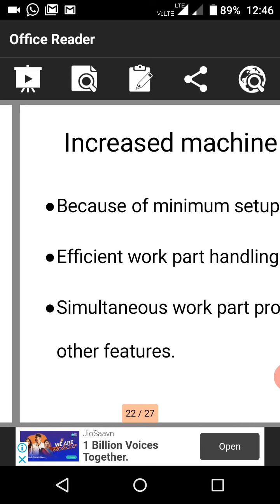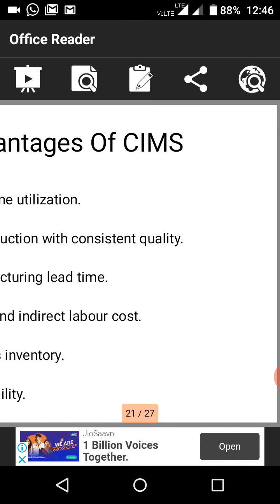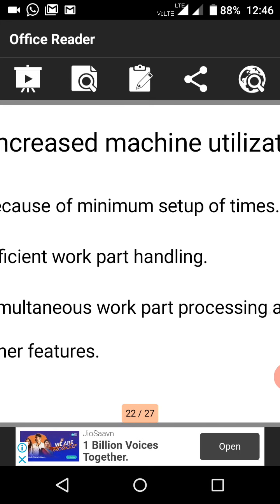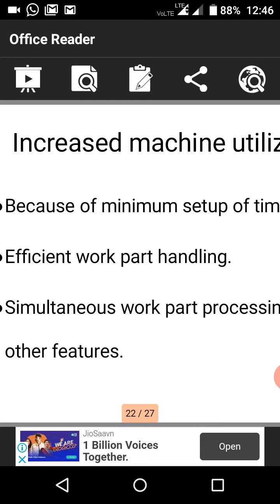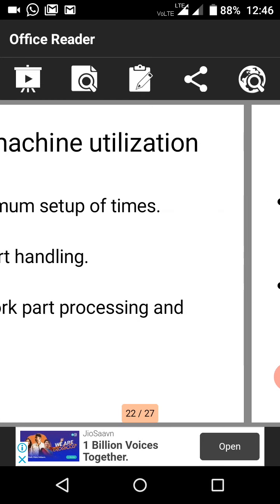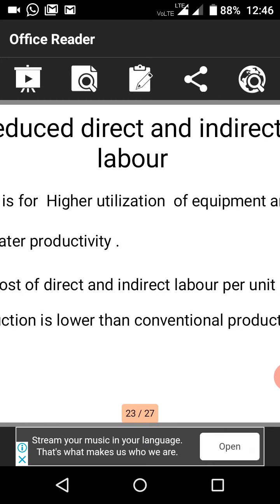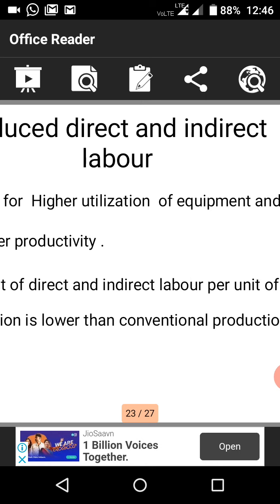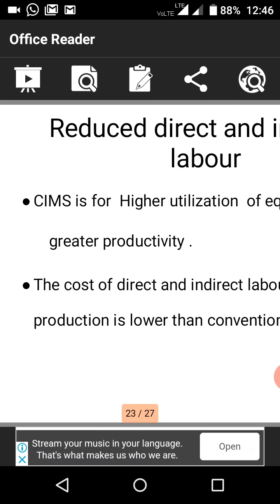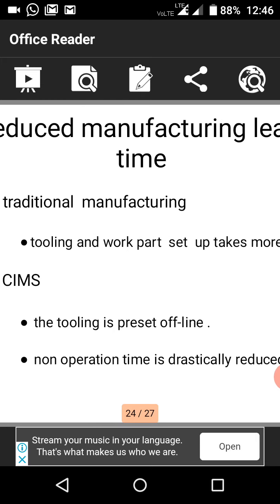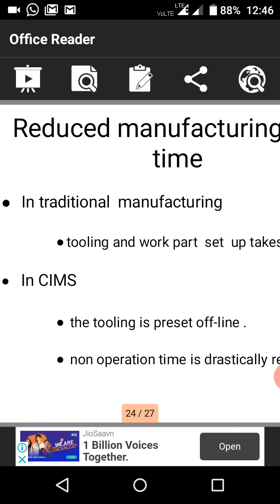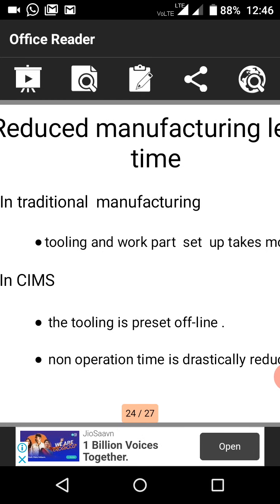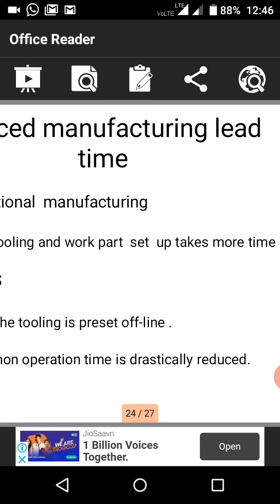So here the first one we have seen, increasing machine utilization. What is that? Because of minimum setup time, efficiency, and simultaneous work part handling, all this comes with increased material handling. Next one, reducing direct and indirect labor cost. SIM is for high utilization. So we use high-work equipment and production, but the cost is direct and indirect. Next, reducing manufacturing lead time. So tooling and work part setup all take place in reducing manufacturing time. The tooling is prepared offline or online.